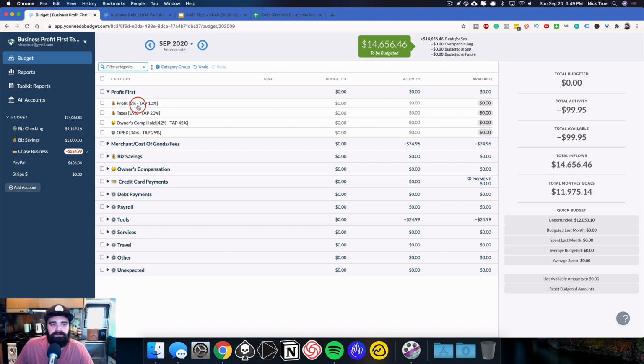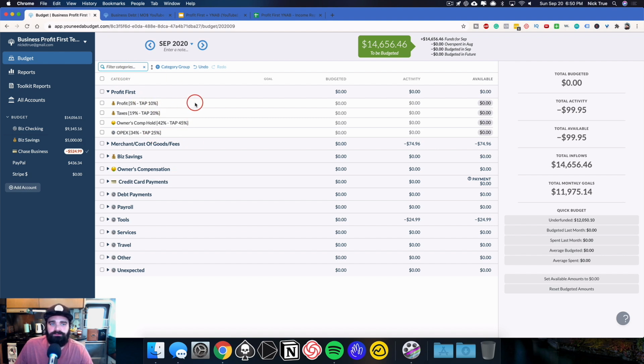So in this case, I've got 5% profit as my cap, my current allocation percentage, and my target allocation percentage at 10%. Taxes are at 19 and 20. Owner's comp is 42 and 45, and then OPEX is 34 and 25. These are my caps and my taps.